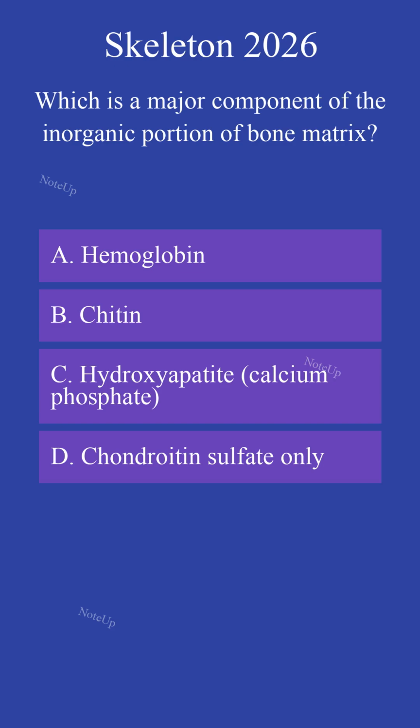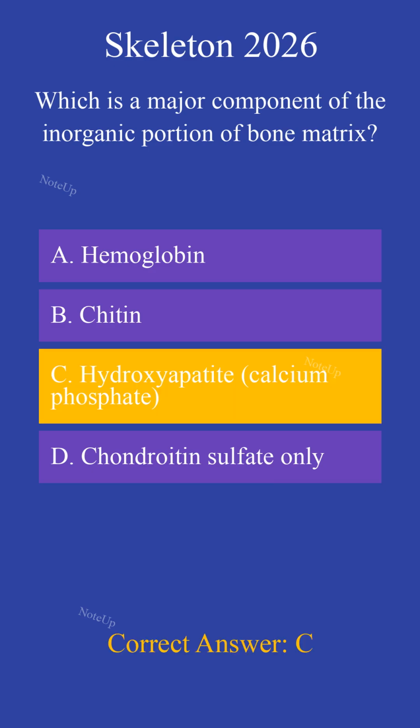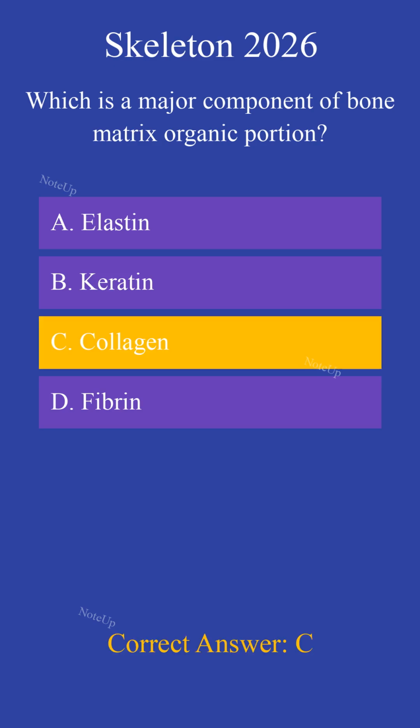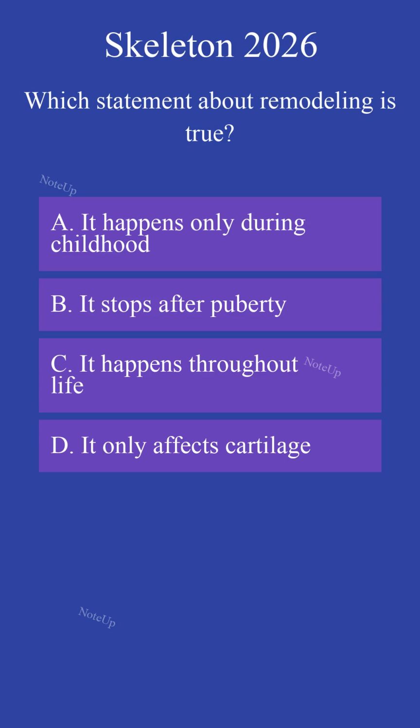Which is a major component of the inorganic portion of bone matrix? The correct answer is C. Hydroxyapatite, calcium phosphate. Which is a major component of the organic portion of bone matrix? The correct answer is C. Collagen. Which statement about remodeling is true?